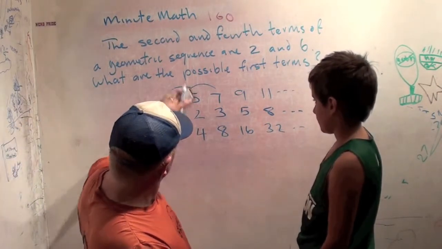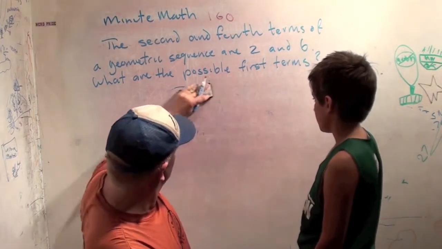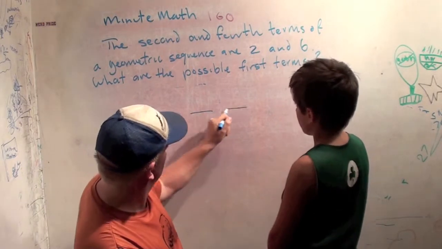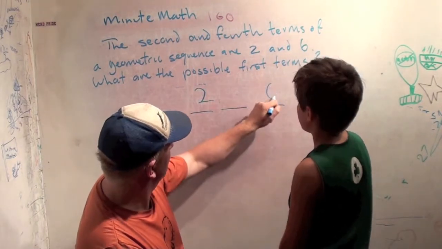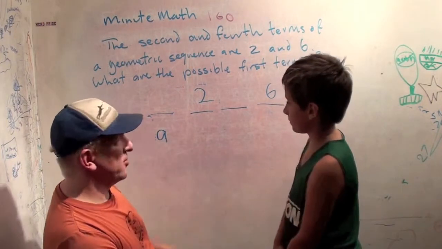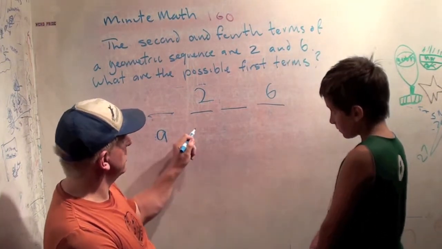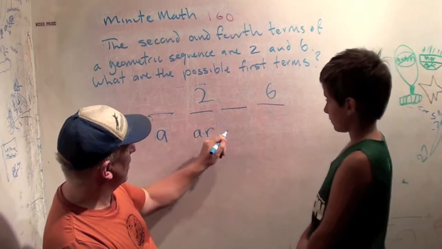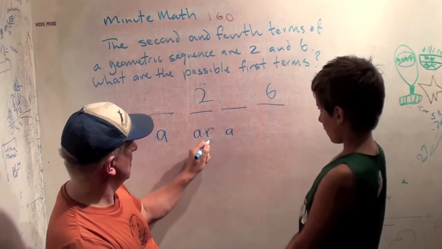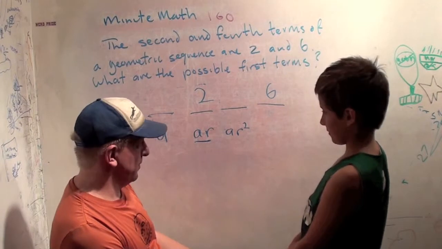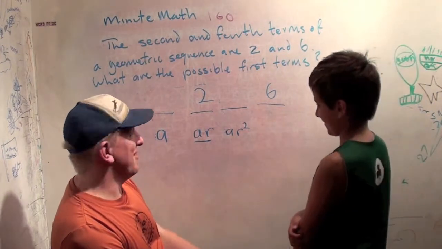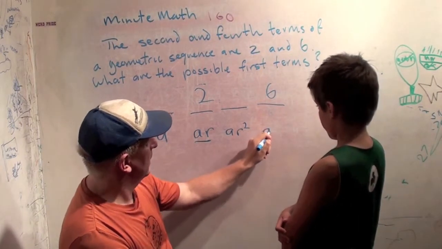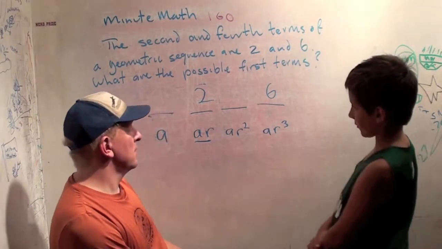The second and fourth terms are 2 and 6. So we start with some number, and usually they call the first term A, and they call the thing you multiply by R. I don't really know where that came from. So I multiply A by R to get AR. What happens when I multiply this by R? I get A R squared. What about the fourth term? Multiply by R again, A times R cubed.